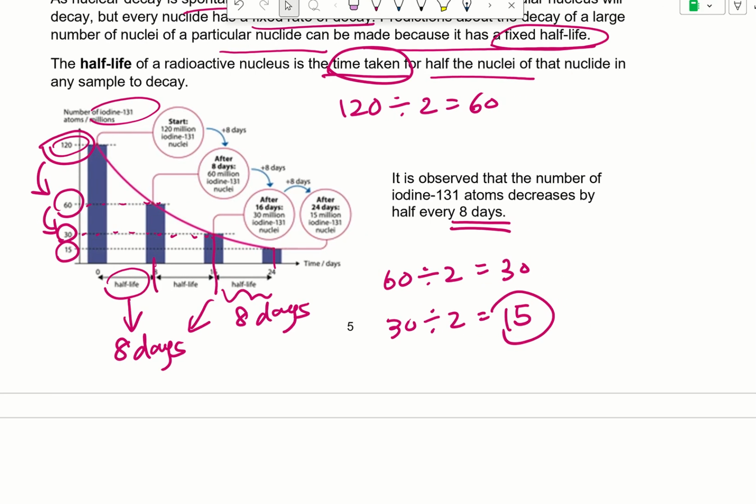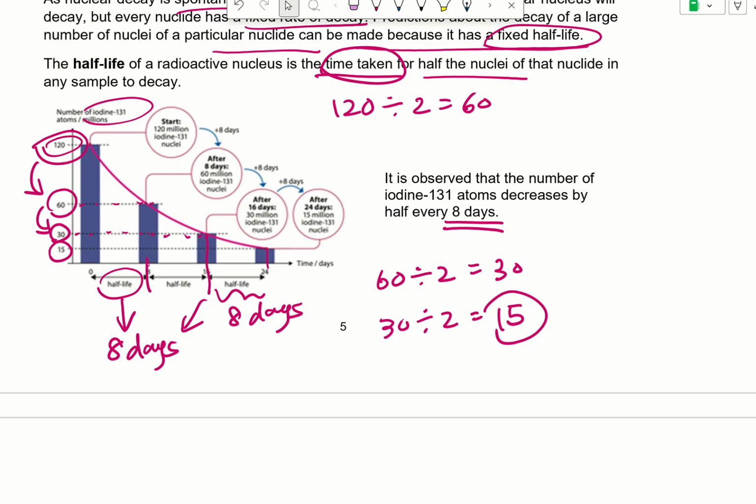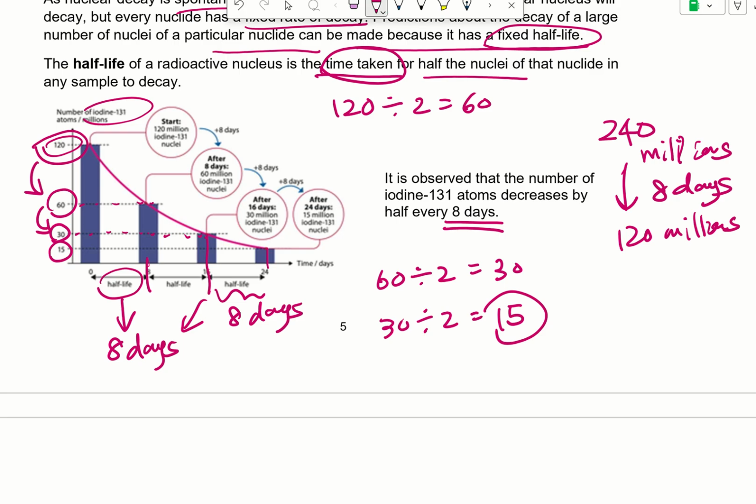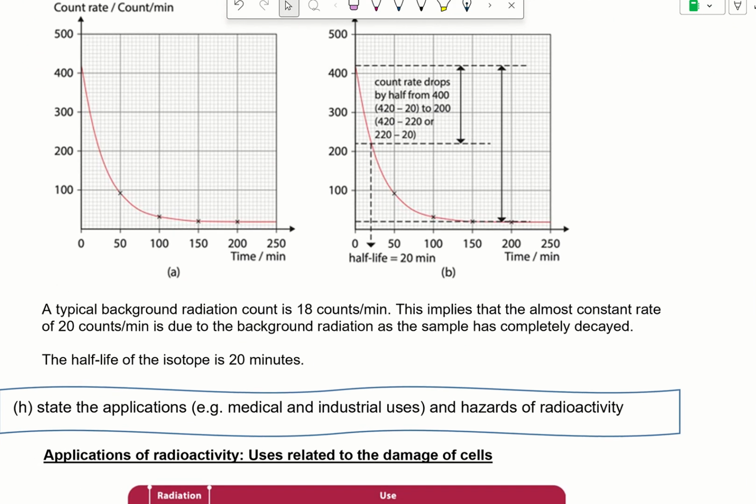Now I can give you another iodine 131. Imagine now I have 240 million. How long will it take for it to reach 120 million? Half of it, right? I will know that is 8 days. So the number that we start off with may not always be the same, but the half-life is the amount of time taken for the sample to drop to half of the original. I hope I'm making sense here.